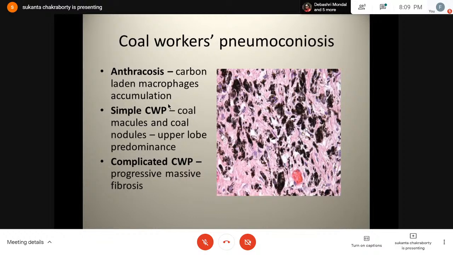So this is the anthracosis group, which can be of coal workers, smokers, and urban habitats also. The next stage is simple coal worker pneumoconiosis, where coal macules and coal nodules are formed with upper lobe predominance, or the upper part of the lower lobe can also be involved. Another subgroup is complicated CWP, where progressive massive fibrosis will be there. In most subtypes of pneumoconiosis, the ultimate or grave end is progressive massive fibrosis.